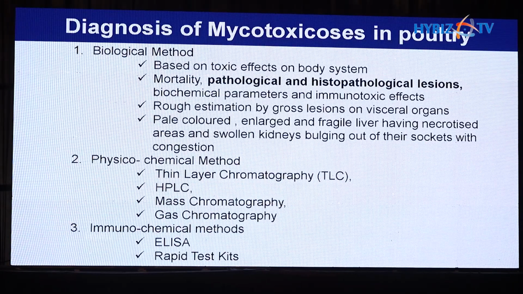So how is the diagnosis of mycotoxicosis done? It is based on the toxic effects, based on the mortality, pathological and histopathological lesions, biochemical parameters and immunotoxic effects, rough estimation by gross lesions on visceral organs, and then physicochemical methods like TLC, HPLC, mass chromatography, gas chromatography, and immunochemical methods like ELISA and rapid test kits.